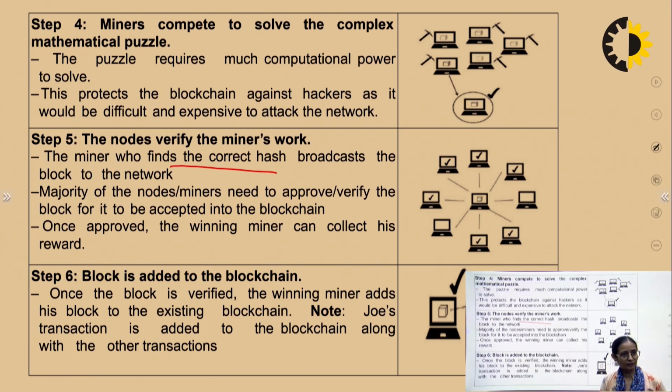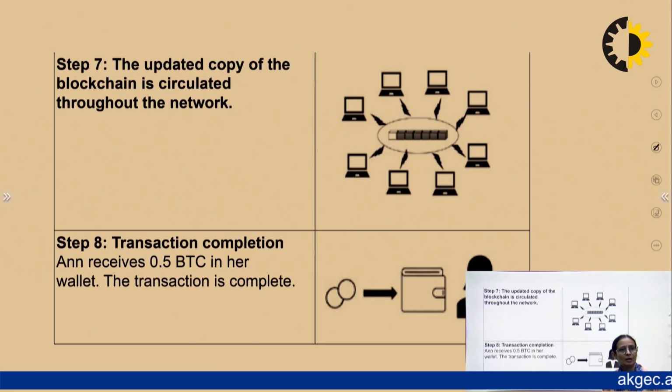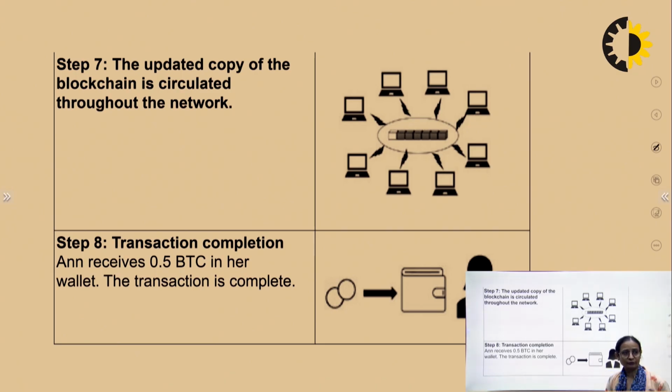Once the block is verified, the winning miner adds his block to the existing blockchain, and now Joe's transaction is added to the blockchain along with other transactions. Once the winning miner completes the mining activity at his end, the other miners also update the ledger at their ends. The updated copy of the blockchain is circulated throughout the network. The transaction is completed, and this is how the other user, N, receives 0.5 BTC in her wallet, and the transaction stands complete.